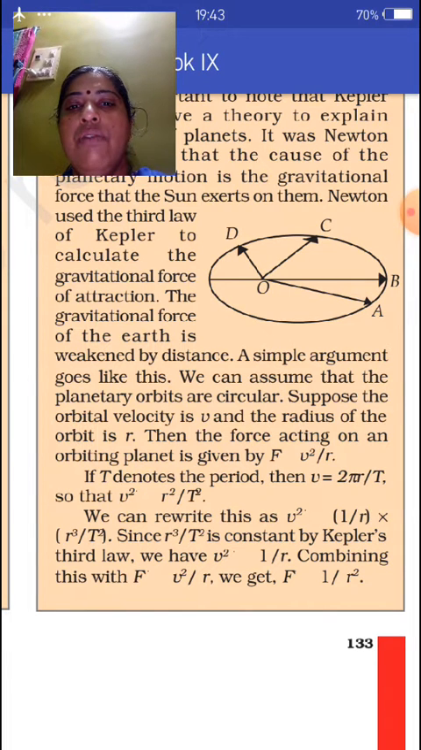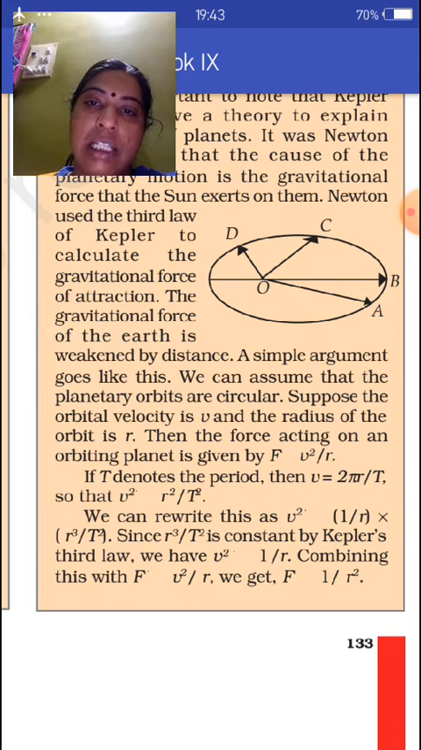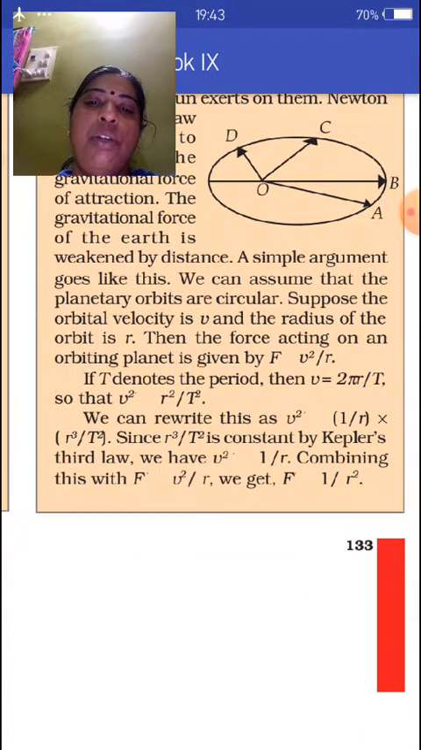Okay, the gravitational force of the earth is weakened by distance. A simple argument goes like this: we can assume that the planetary orbits are circular. We guess that the planetary orbit is, suppose, circular. Okay, suppose the orbital velocity is v and the radius of orbit is r, then the force acting on an orbiting planet is given by F is equal to v square upon r.